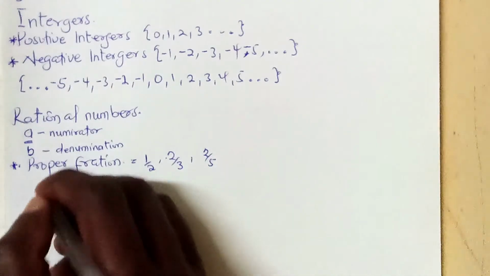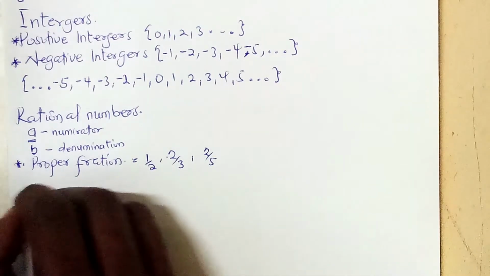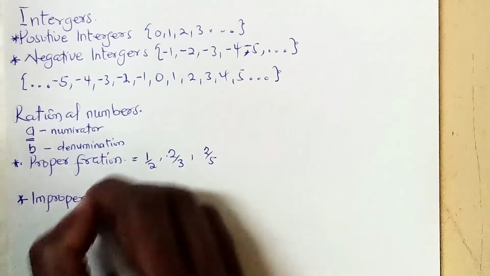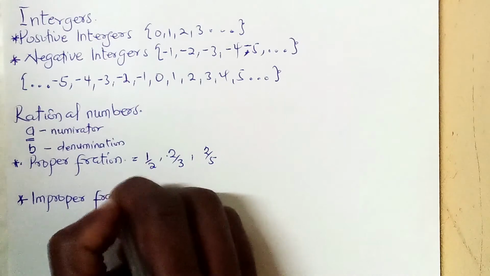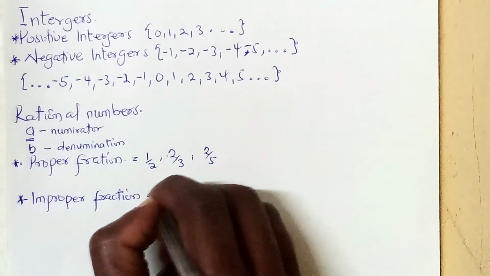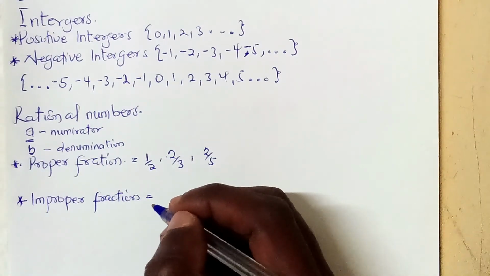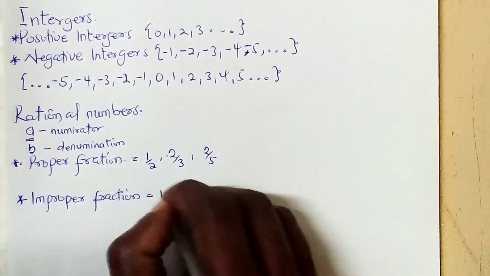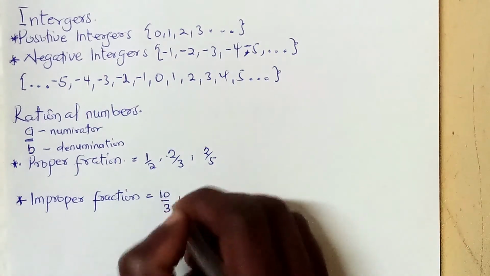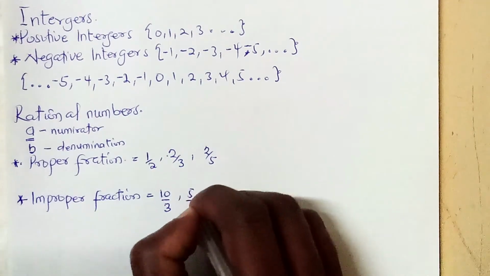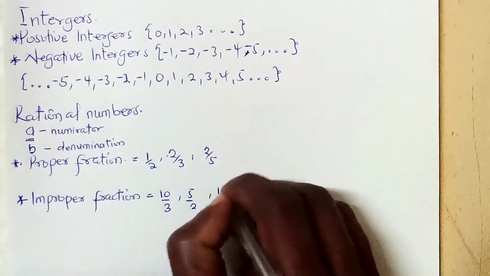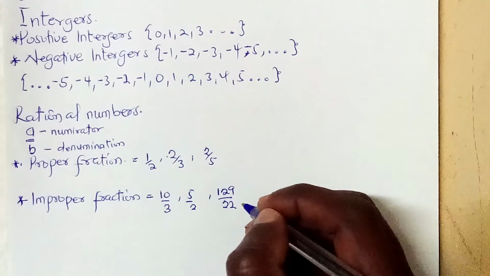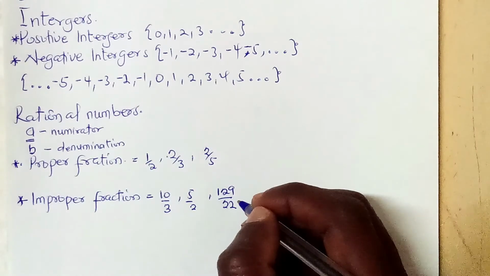The next is an improper fraction. An improper fraction is the opposite of a proper fraction. With this one, the numerator is bigger than the denominator. So we have an example as 10 over 3. We can have another one as 5 over 2 and 129 over 22. This is an improper fraction.